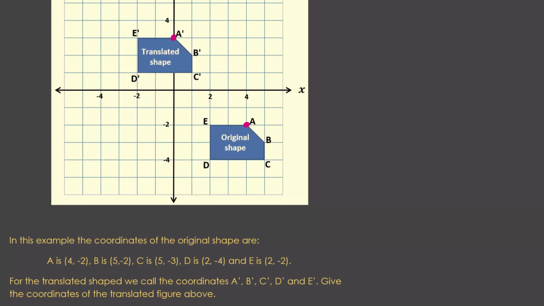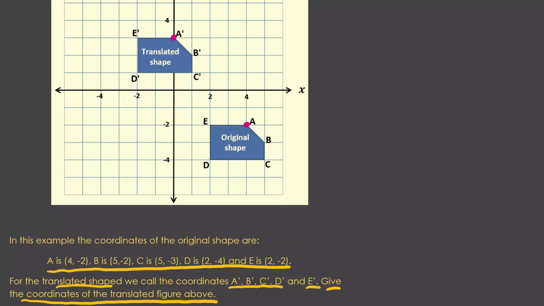In this example, the coordinates of the original shape are as shown here. For the translated shape, we call the coordinates A dashed, B dashed, C dashed, D dashed, and E dashed, and those are the images of A, B, C, D, and E respectively. So A dashed is the image of A, and B dashed is the image of B, as discussed. We want here to give the coordinates of the translated figure. So in other words, we've got to find A dashed, B dashed, C dashed, D dashed, and E dashed.